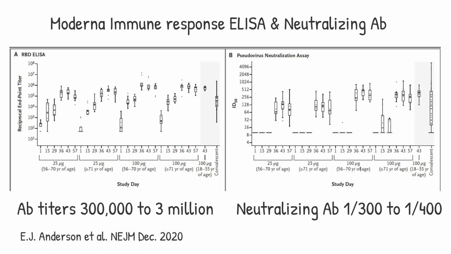Two indicators that predict protection are the level of antibody generated against the spike protein and the level of neutralizing antibodies. As shown on the left, the Moderna mRNA vaccine stimulated high immunoglobulin titers over time, rising to higher titers than natural infection, reaching levels of 300,000 to 3 million, shown in the left figure, and neutralizing antibodies are shown in the right figure. Mixing of the serum with virus kills the virus at dilutions of 1 to 300 to 1 to 400 in vaccinated subjects, but not in the placebo.